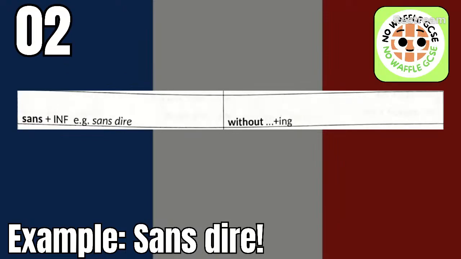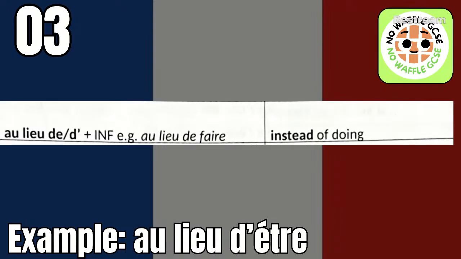Next up is using the word sans. Sans means without. So sans dire, without talking. Sans manger, without eating, sorry. This is a good structure because not only is it an infinitive structure, it also uses the sans, which is actually supposed to be a high mark term.